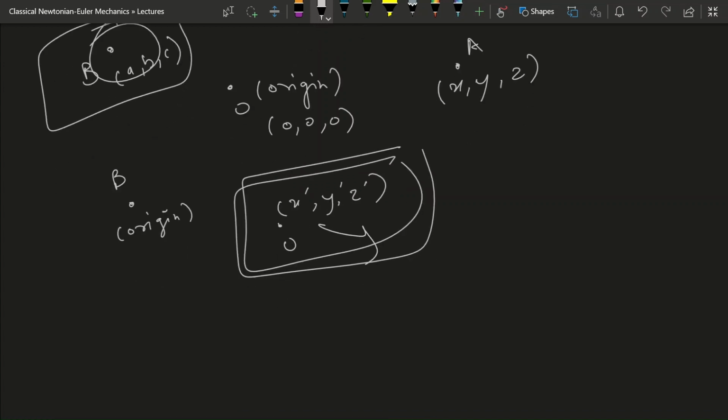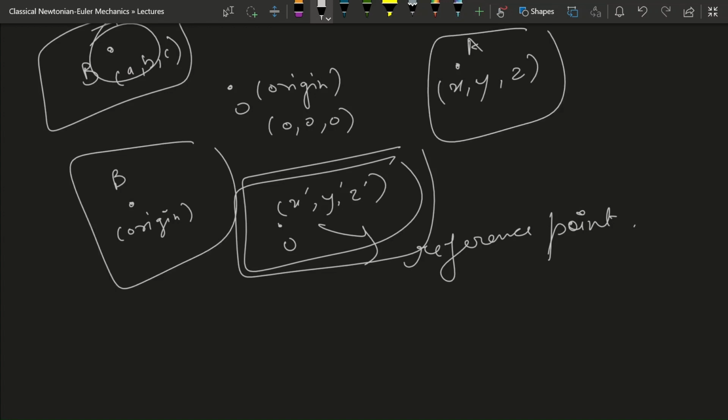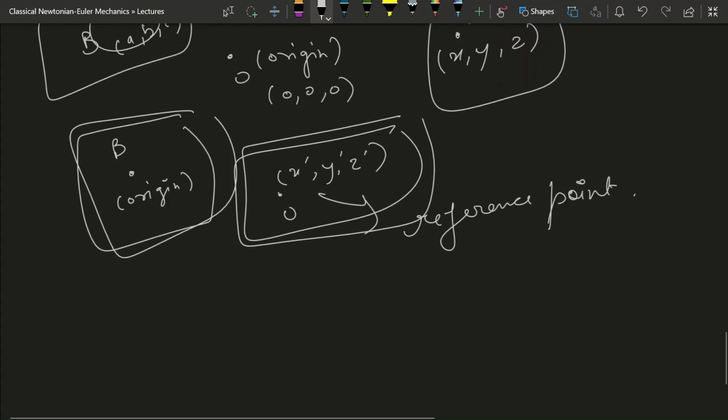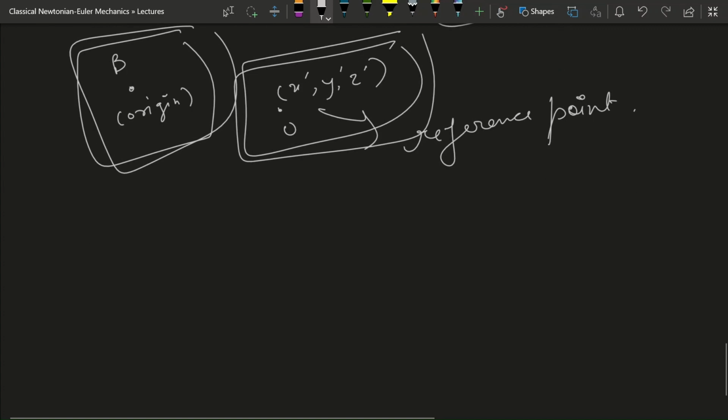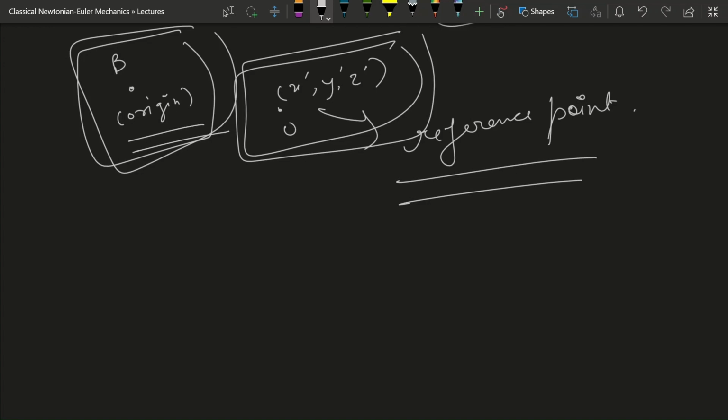So still I am the reference point here, because I am trying to assign coordinates to different points in space with respect to me, but I am not at the origin. I have chosen B as the origin. It's my choice here. Okay, so one thing you have to remember is that the reference point need not be the origin. It is any point with respect to which we assign different coordinates to different points.